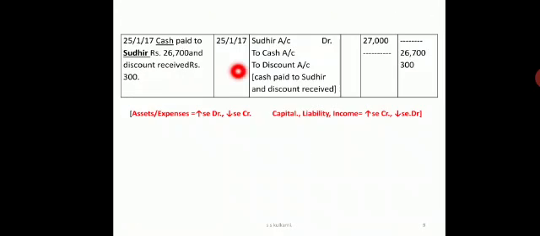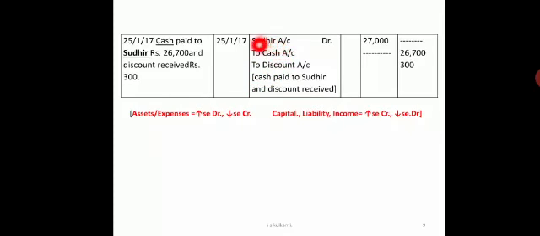Next, coming to the 25th transaction, I have cash paid to Sudhir rupees 26,700 and discount received is 300. Now when I am paying Sudhir, that means my liability is decreased. So decrease in liability is debited. So Sudhir account is debited. Now cash is being paid. That means there is decrease in cash. So cash account also is decreased.